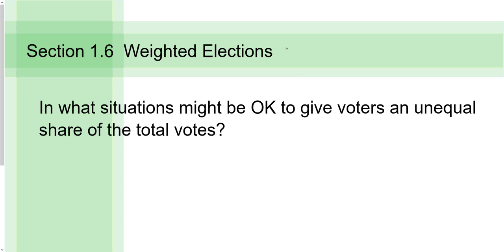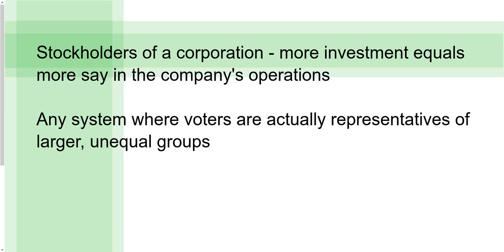There are a lot of situations where this can happen. Essentially, this happens anytime one party is given one or several votes that represent some unequal group. So an easy one would be stockholders of a corporation. More investment means more say in the company's operations. So the CEO might own 40% of the company.